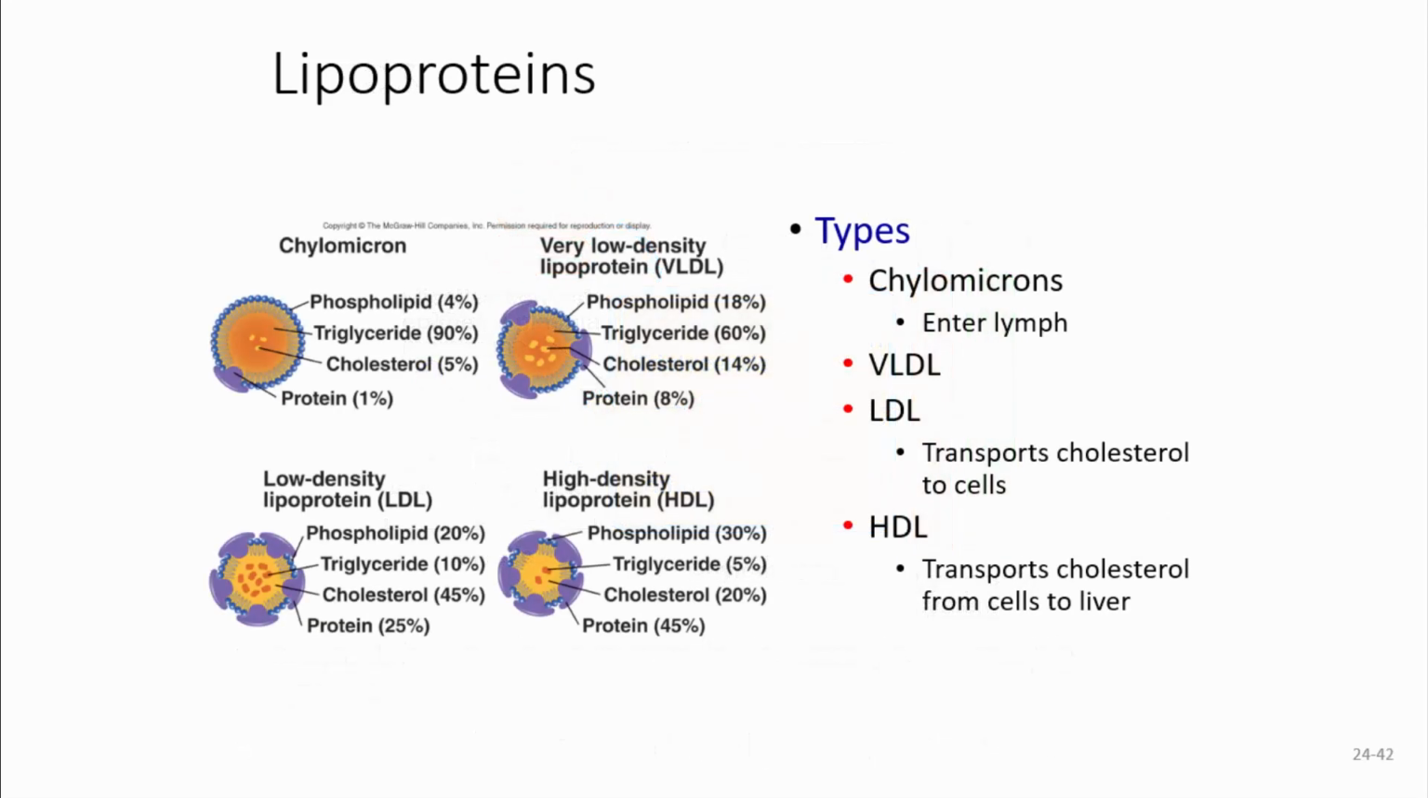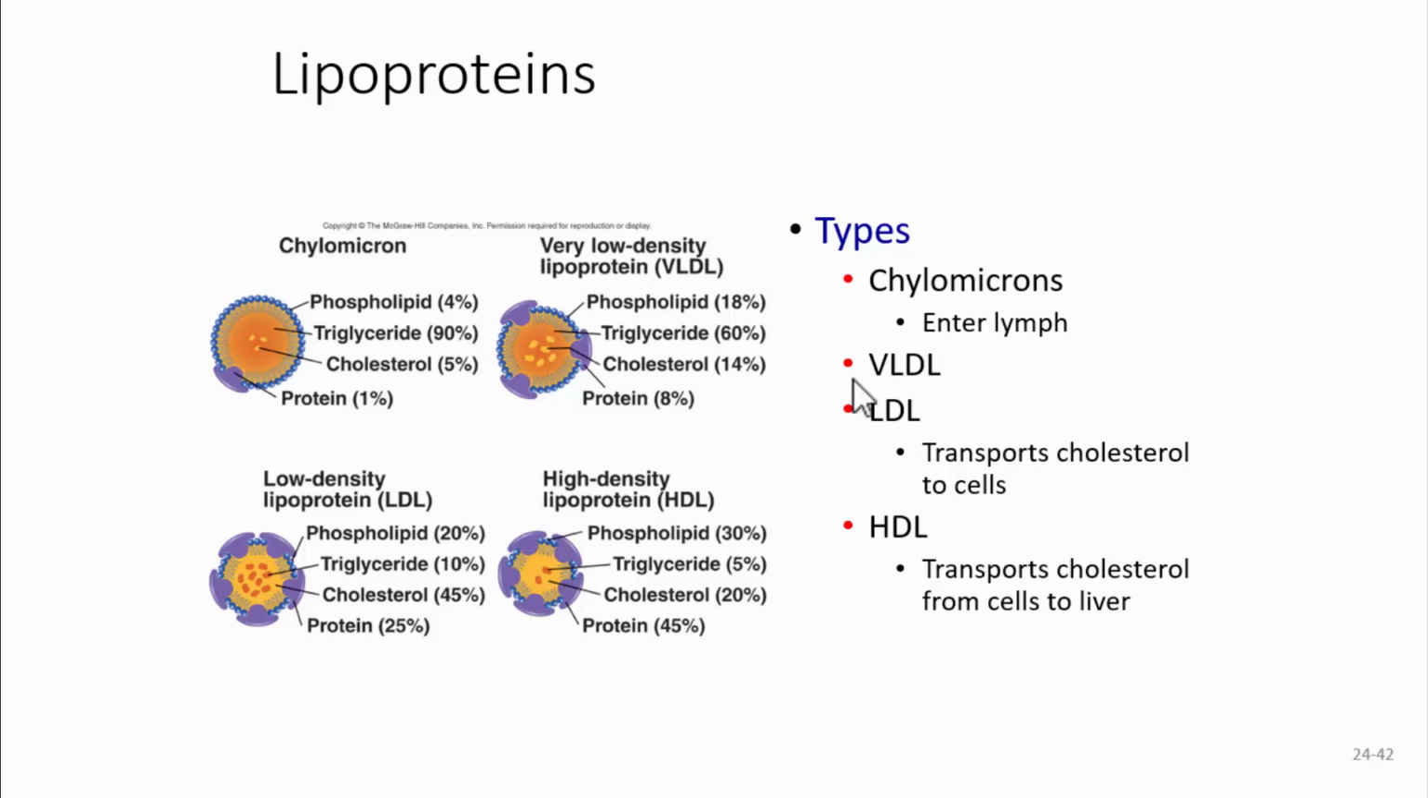And then we have lipoproteins. The types: we have chylomicrons, which enter the lymphatic system through the lacteal. And you can see here that it's made up of 5% cholesterol, 90% triglyceride. Then we have a phospholipid membrane around it, or layer, and then 1% protein.